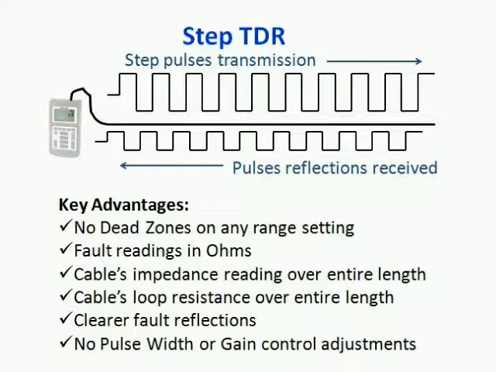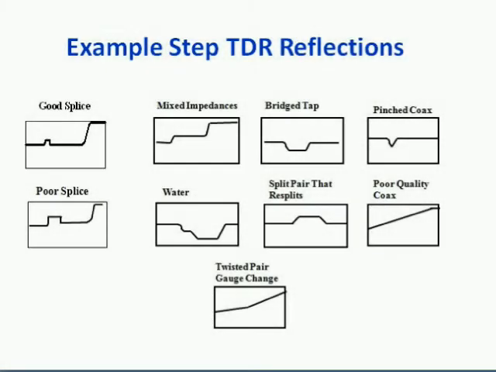Cable's impedance reading and its loop resistance are shown over the cable's entire length. Step TDRs have clearer fault indications, and no pulse width or gain control to alter the appearance of the faults. This slide contains examples of Step TDR traces. Starting on the left are good splice and twisted pair cable.